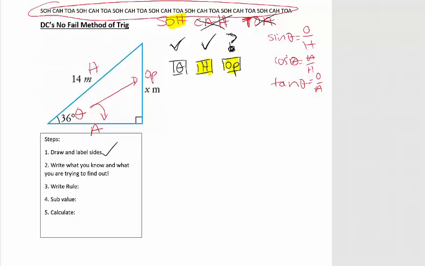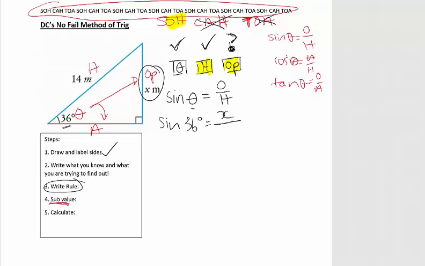So this is another step that you must do. Write the rule. This is what most people want to skip, but it's really, really important because it takes the thinking out of where you're going to put numbers. So sine theta equals opposite over hypotenuse. So the next step now is to sub the values. So sine, now instead of theta I write 36. Opposite, oh look, that's what I'm trying to find. So instead of opposite I write x. Hypotenuse is 14. So again, instead of writing h I write 14.